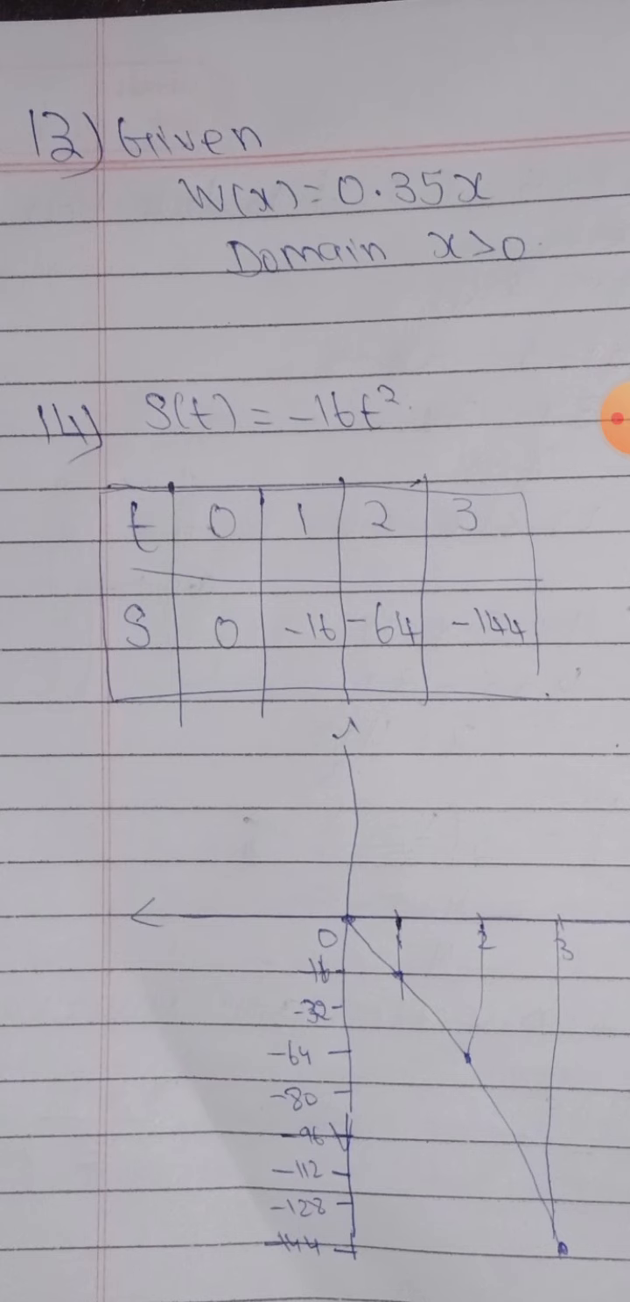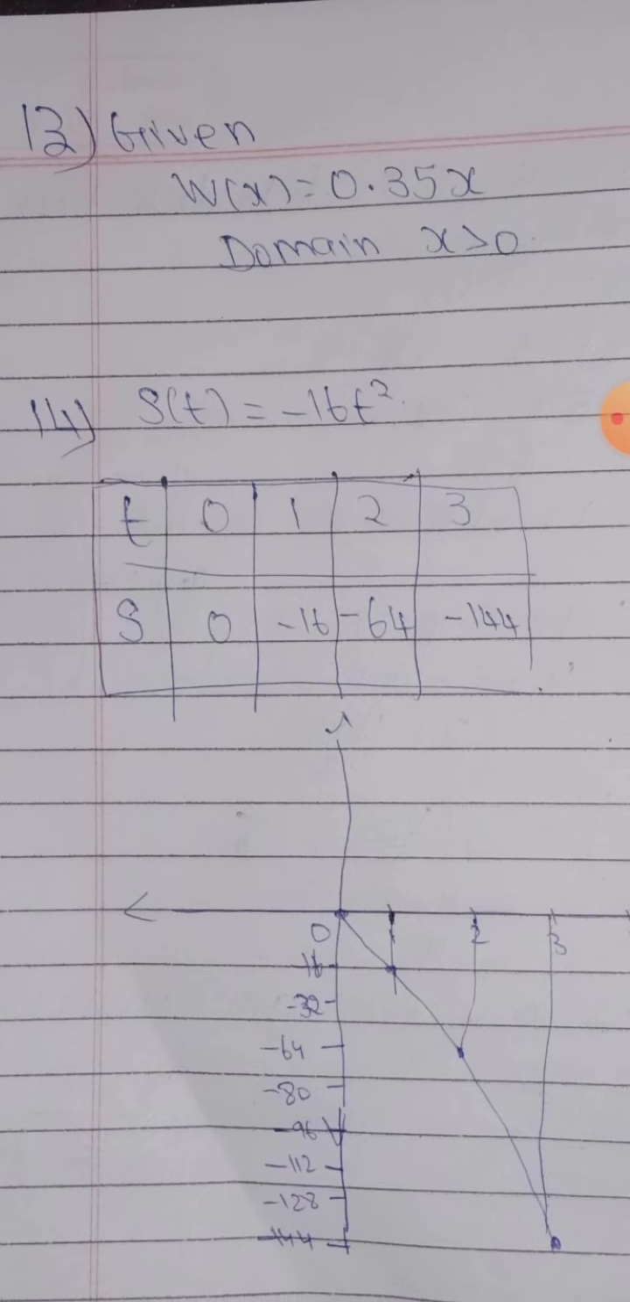Okay, so our weight is w of x is equal to 0.35x. This is our weight, and we want to find that x value. So the x value means the domain value. What is the domain here? The weight cannot be 0 and cannot be negative, so x must be greater than 0. Yeah, that is our answer.